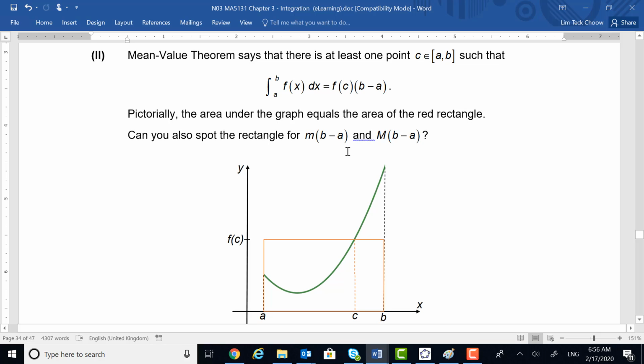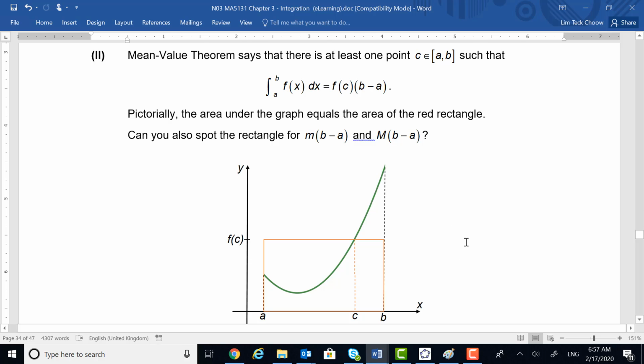On the left hand side, the integration from a to b means the area under the graph. You can see the area under this graph here. And the value on the right hand side is actually the area of a certain rectangle. Can you see the rectangle here? So the mean value theorem tells you that the definite integral from a to b can always be equal to f(c) times (b minus a), where this is actually the area of the rectangle somewhere here. So the area under the graph, according to the theorem, can be equal to the area of a certain rectangle here.